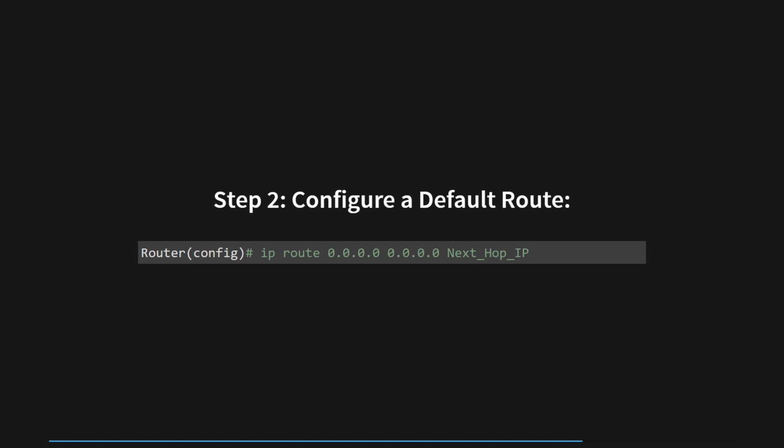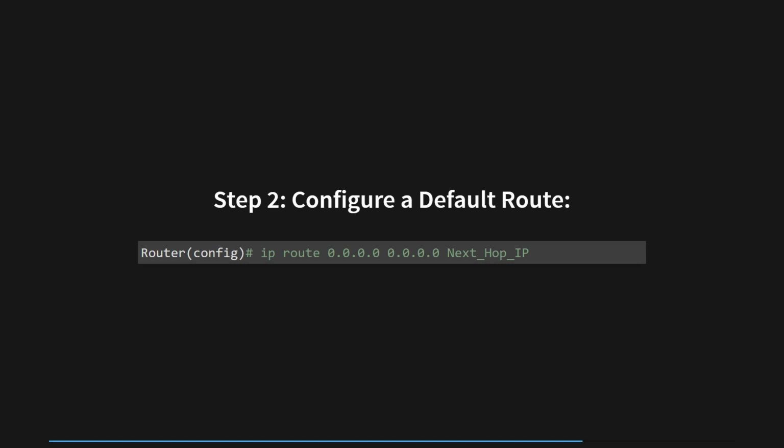Next_hop_IP. This parameter specifies the IP address of the next hop router or the exit interface to which the router should forward packets for unknown destinations. When a router receives a packet with an unknown destination, it uses the information from the default route to determine where to send the packet next. This ensures that even if there is no specific route for a particular destination, the router can still direct the packet to a gateway or interface that can handle the traffic appropriately.